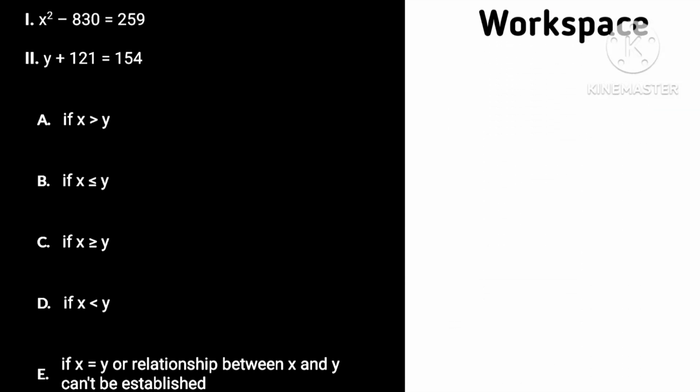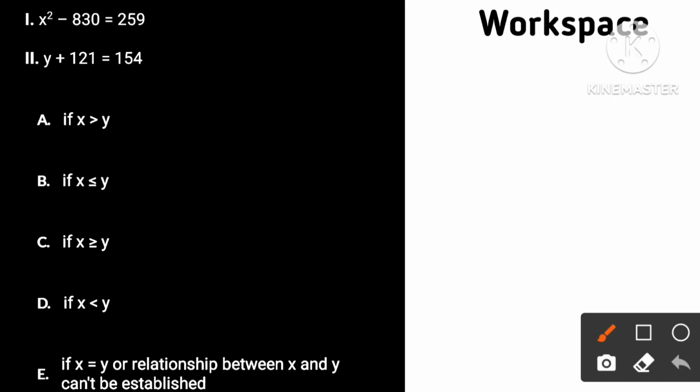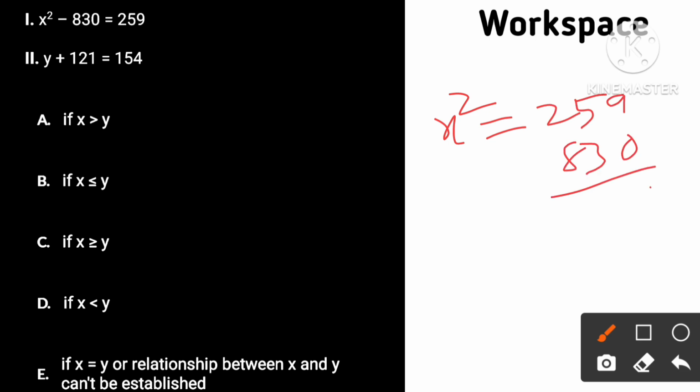Now we reach quadratic equations. Simplifications are completed. First question of a quadratic equation. X square equals 259 plus 830. We have 9. This will be 8 and 1089. 1089 means plus 33 or minus 33 is the roots of x square.